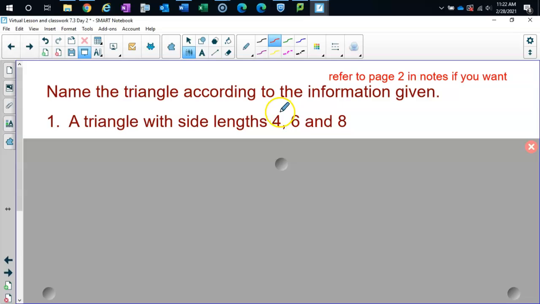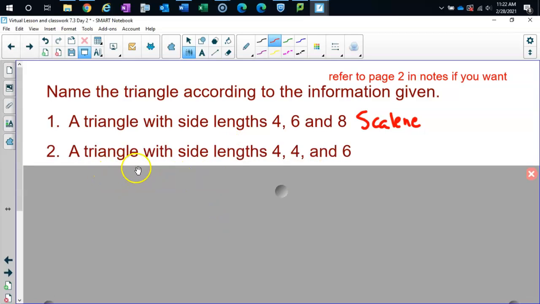All right, well, this is a triangle that has 3 different sides, so that is called scalene. And we know nothing about the angles, so we cannot include any information. We can't call it acute, obtuse, or right. We don't know. Try number 2, a triangle with side lengths 4, 4, and 6. What is that called? Go.